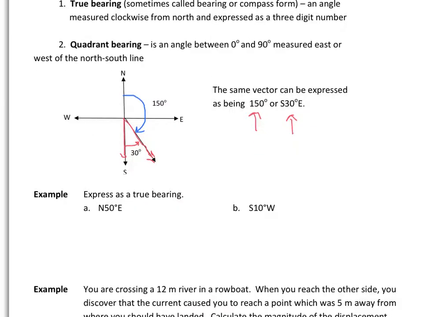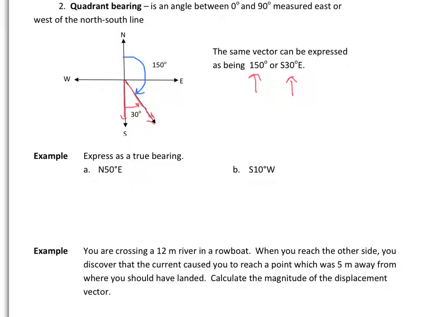Let's do a couple of examples to make sure we've got that. It says express as a true bearing, north 50 degrees east. So north 50 degrees east would be in quadrant 1. From north, we're going to go east 50 degrees. So in other words, to express that as a true bearing, it would just be 50 degrees because a true bearing is always measured from due north.